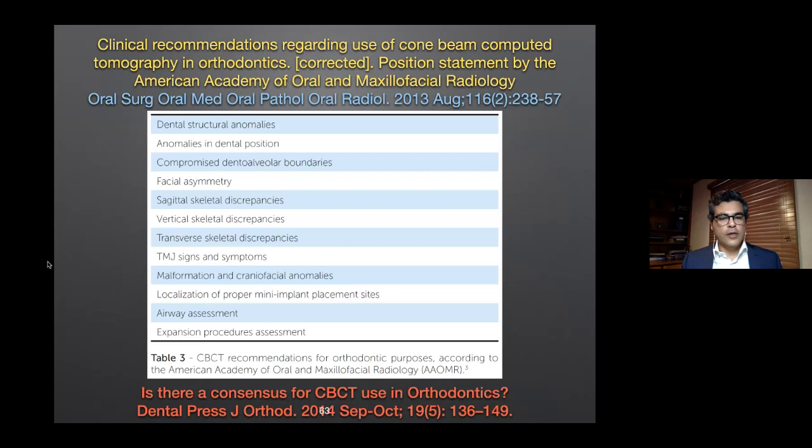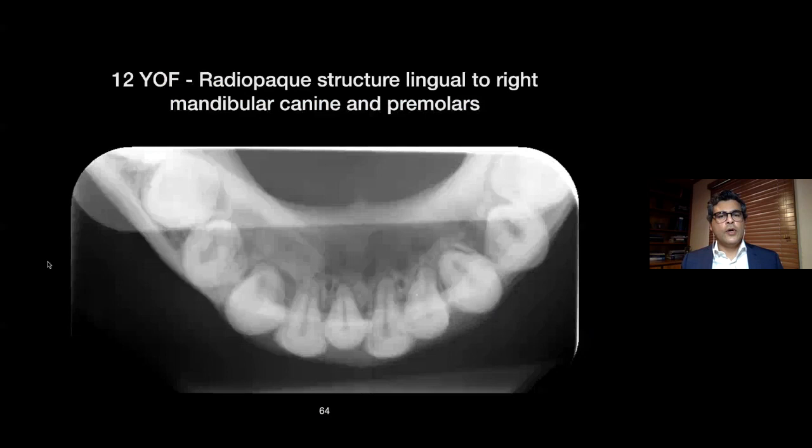in 2014. So this example here, this patient was seen in our orthodontics clinic. A joint patient seen by orthodontics, oral surgery, and myself in radiology, a 12-year-old female, and during the normal course of pediatric and orthodontic treatment, this occlusal radiograph shows a radiopacity lingual to the canine, the premolar, and the molars.